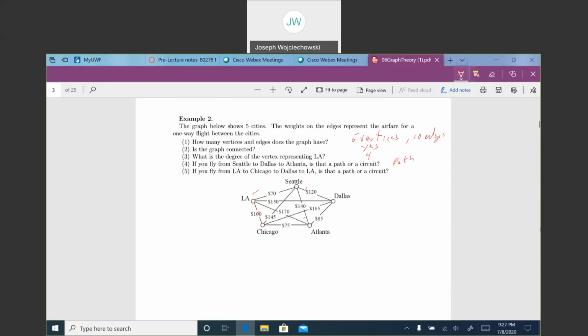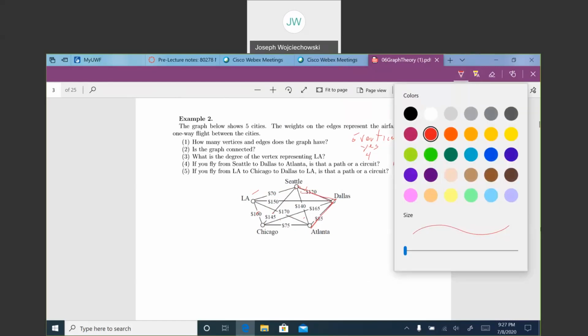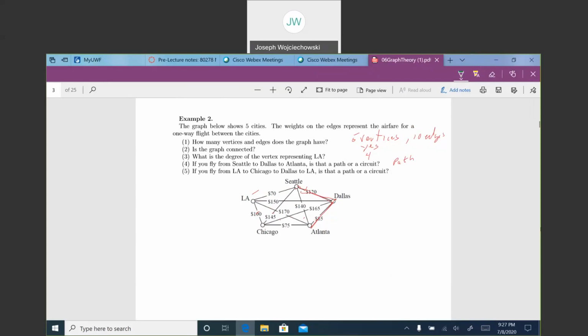I'm going to go from Seattle to Dallas to Atlanta. That is a path. Okay, what about LA, Chicago, Dallas? Oops, I did that backwards, didn't I? LA to Chicago to Dallas to LA. Well, that is a circuit. We ended up where we started.